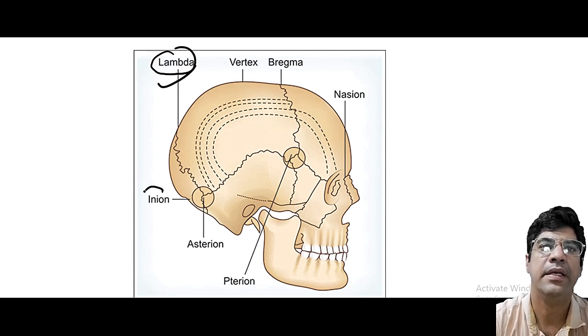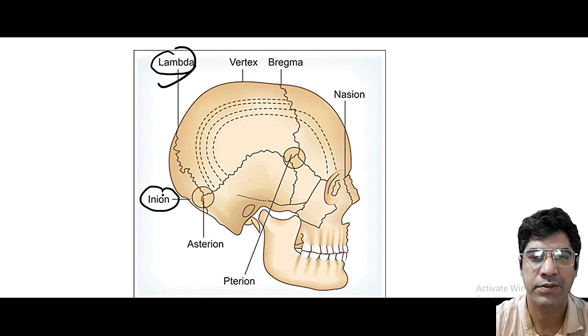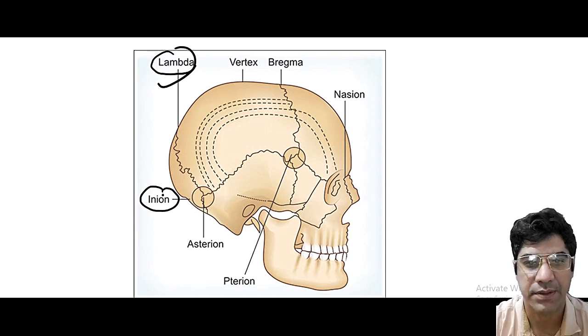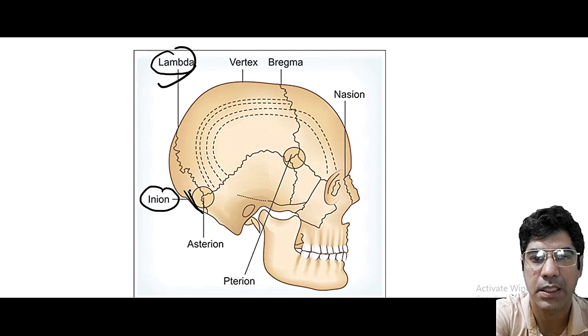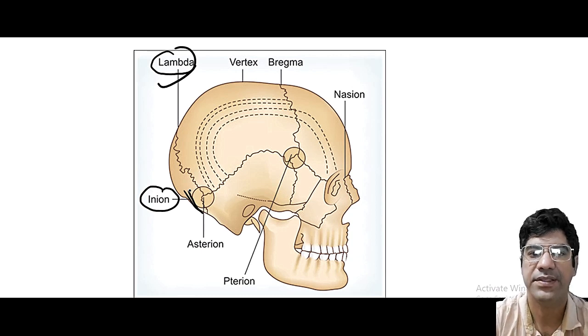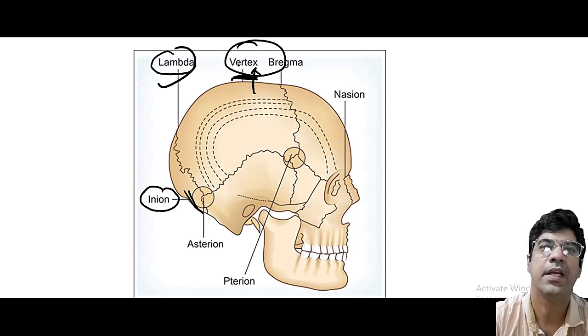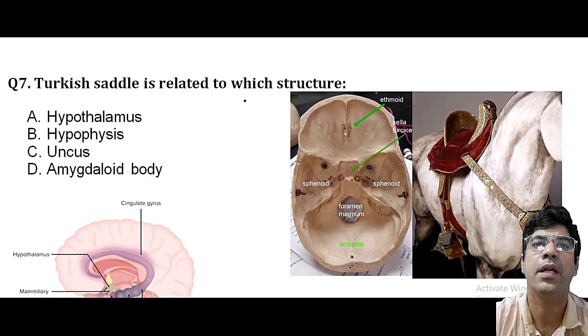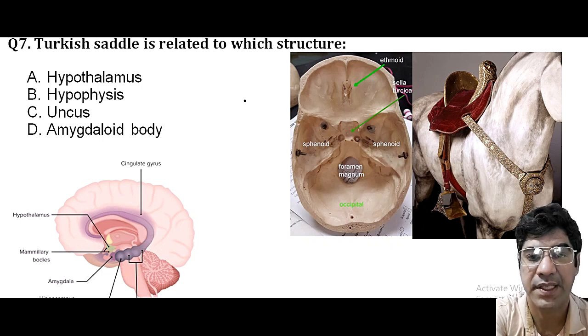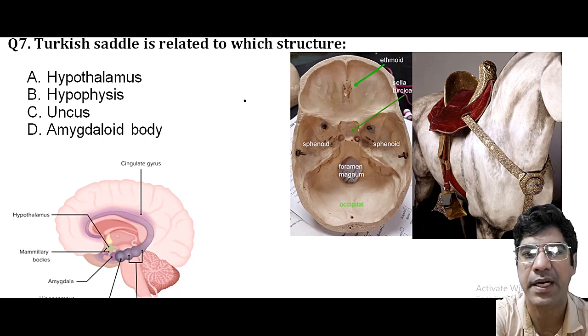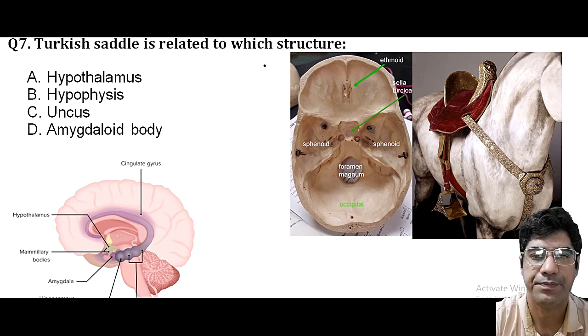The inion is also known as the external occipital protuberance. The protrusion at the back of the skull where the occipital bone meets the neck, it's the inion. Vertex is the very topmost portion. The topmost portion of the crown of the skull is the vertex. So the answer here is pterion. This question is very important, many times asked in your exam. Answer is pterion.